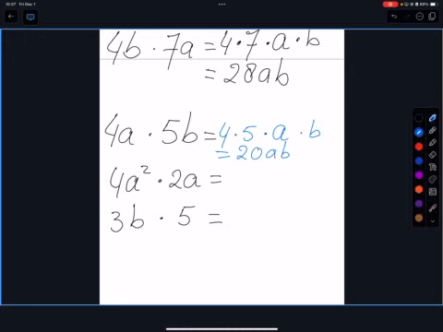4A squared times 2A. What is written? 4 times A squared times 2 times A. All right. What do we have to do? Multiply everything with each other. All right. How do I do that? 4 times 2 times A squared times A. 4 times 2 is 8. A squared multiplied by A is A to the power 3. Correct. You add the powers together.